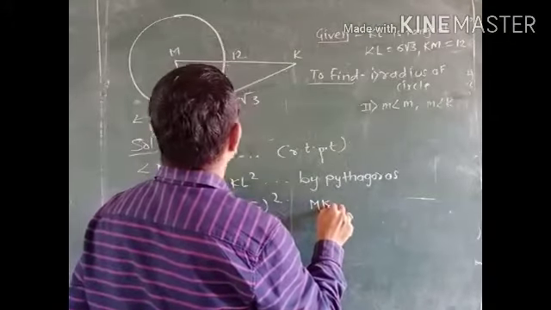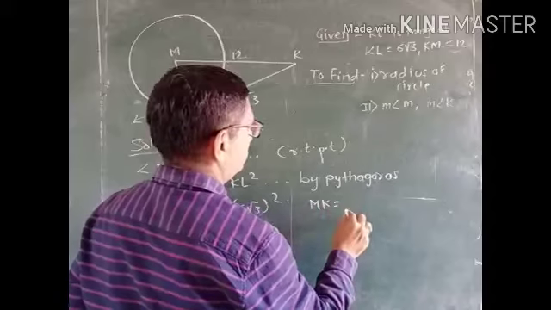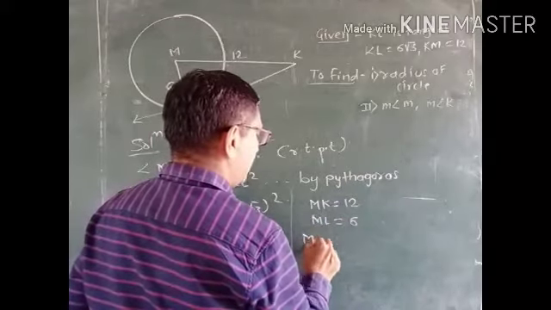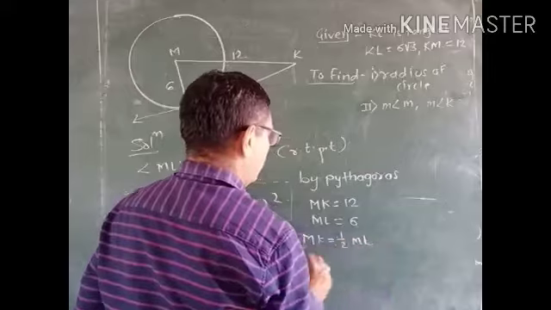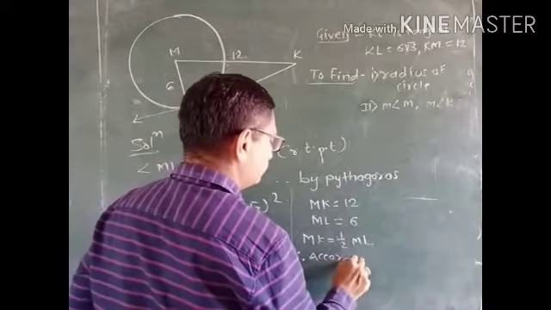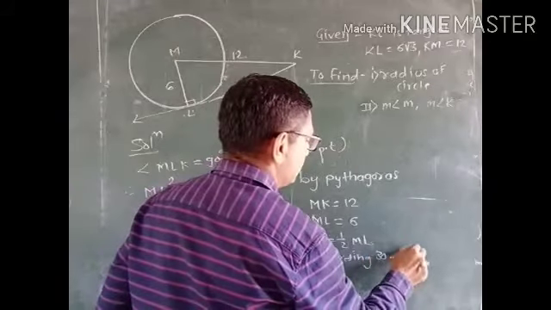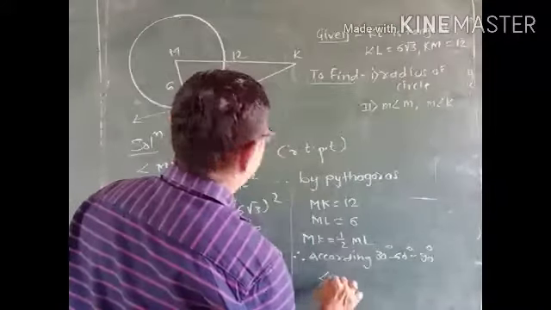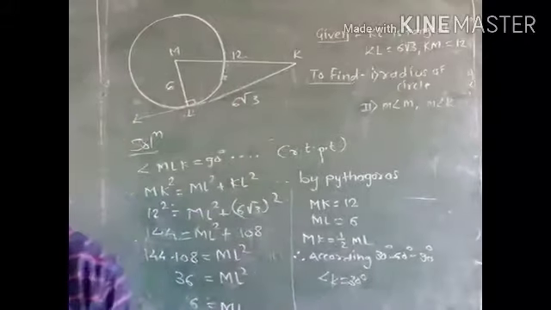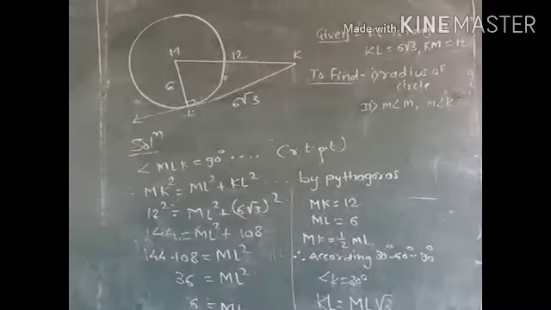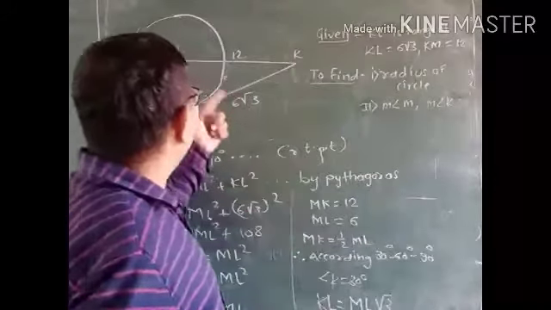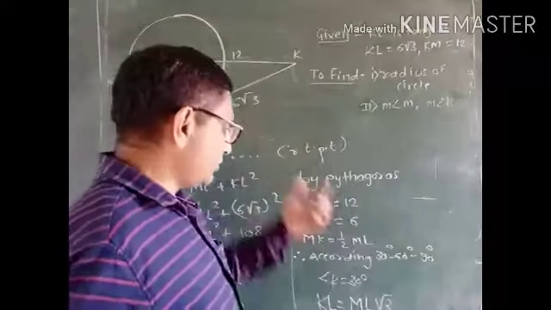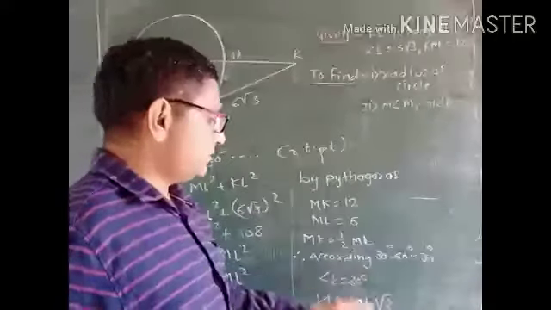Here MK is equal to 12 and ML is equal to 6. MK is equal to 1/2 ML. Therefore, according to the 30, 60, 90 triangle, angle K is equal to 30 degrees. Here, KL is 6 under root 3, that is KL is equal to ML under root 3, therefore angle M is 60 degrees.